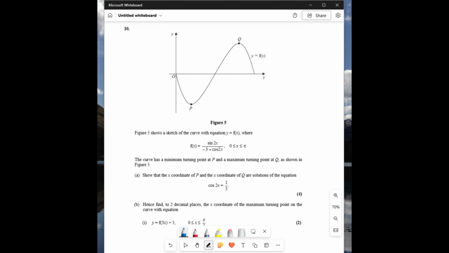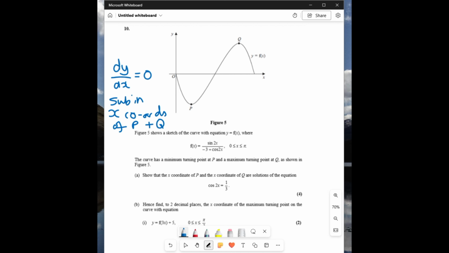So let's think about what we know about the x-coordinates of P and Q. Well, we know that they are the turning points. And what do we know about turning points? We know that dy by dx will equal 0 at the turning points. So if we sub in the x-coordinates of P and Q, that will make dy by dx 0.